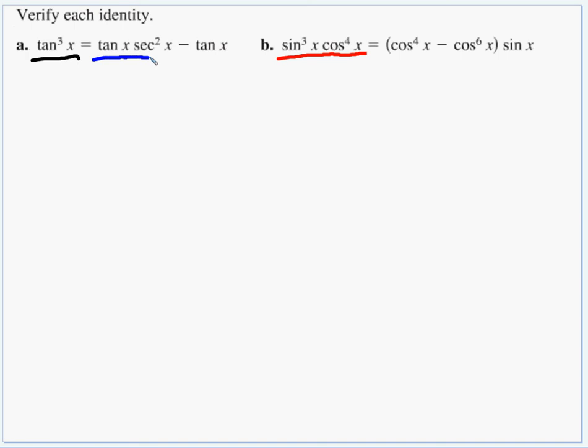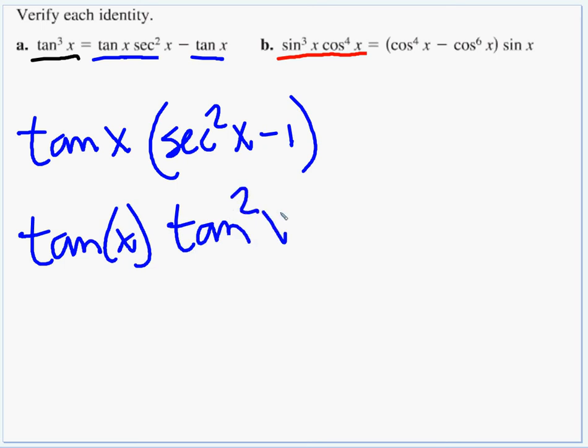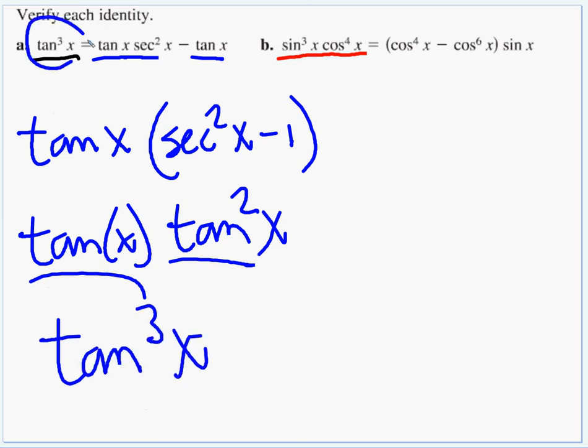Okay, so for the first one, we have two terms. I'll underline in blue. We are going to factor out a tan x. And remember, our finish line there is tan cubed. So now we have a secant squared x minus 1 in the parenthesis. And secant squared minus 1 is going to turn into tan squared x. And if we multiply the tan squared and the tan, we get tan to the 3rd x, which again was our finish line.